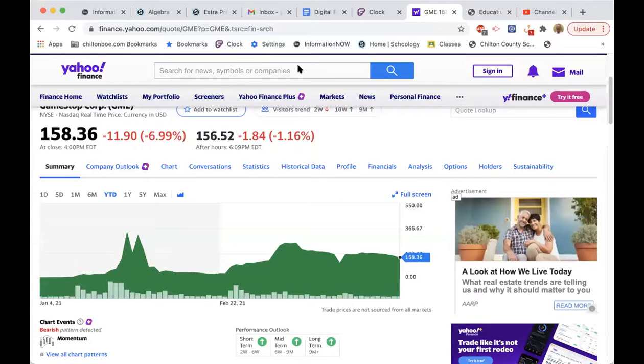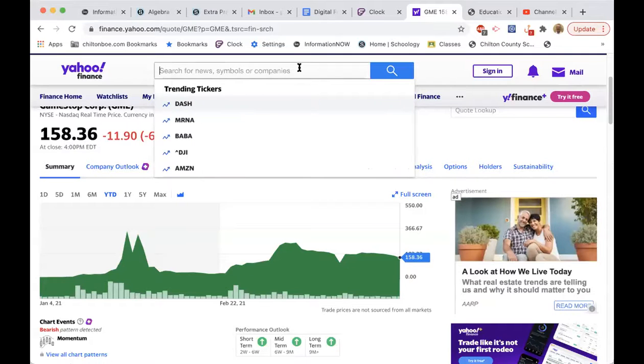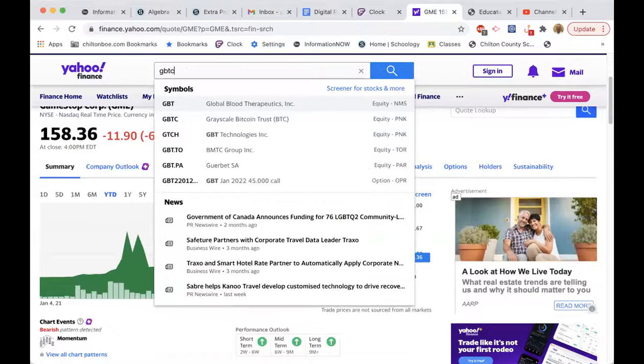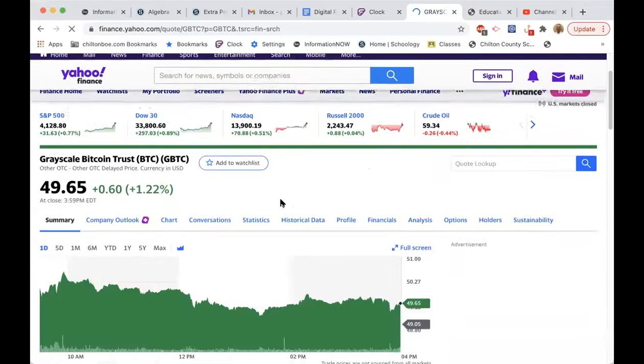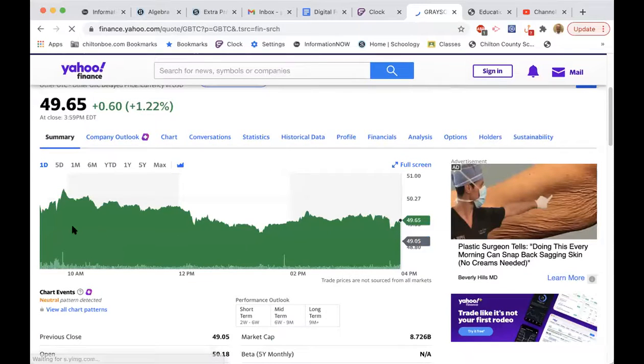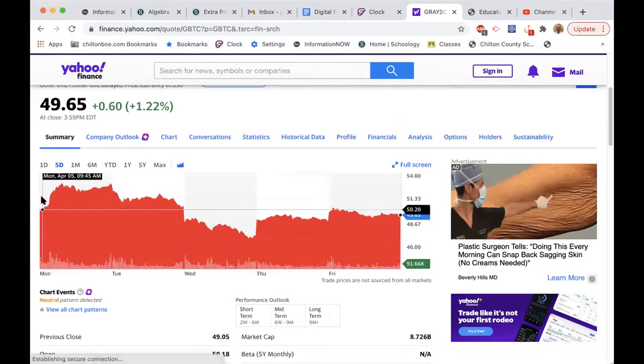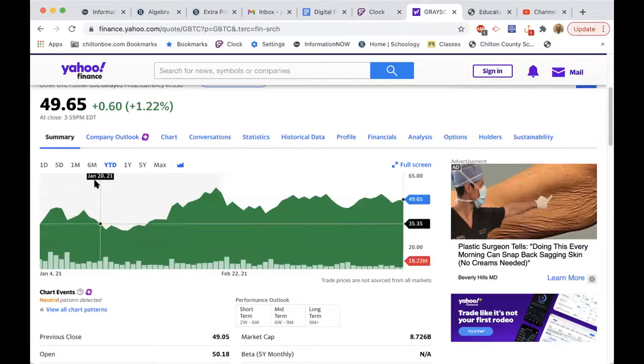Another popular thing to invest in is Bitcoin. Bitcoin is between $55,000 and $60,000 for one, but you can buy into it here at the Grayscale Bitcoin Trust for only $50. So here's a 1 day. About flat, maybe slightly down. It's green because it's up from yesterday. Let's look at the 5 day. 5 days about flat, but kind of down. Let's zoom out here. Year to date, overall a positive slope.